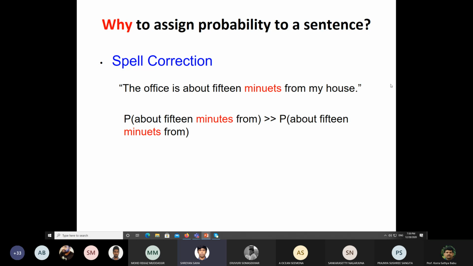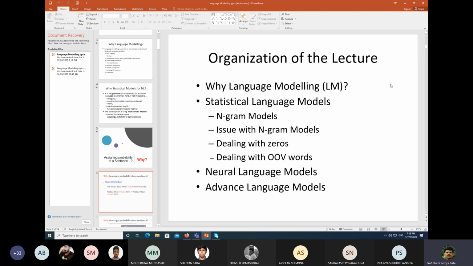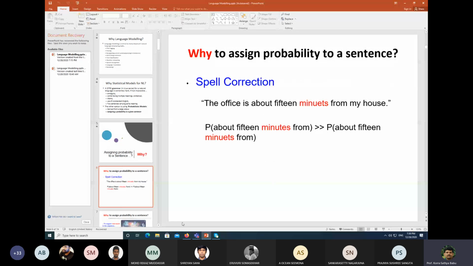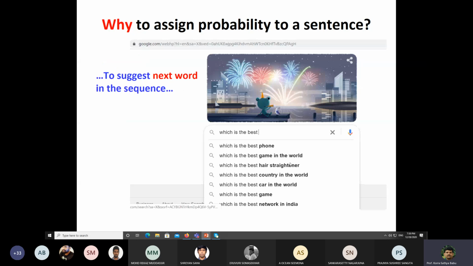Similarly, why assign probability to a sentence? I am moving to the next slide. To suggest the next word in the sequence, suppose in Google you are just typing it, which is the best. So what would be the most probable or the best word that is suitable?